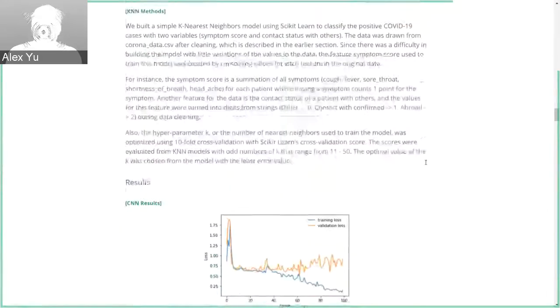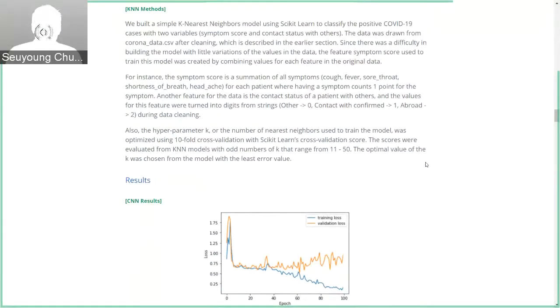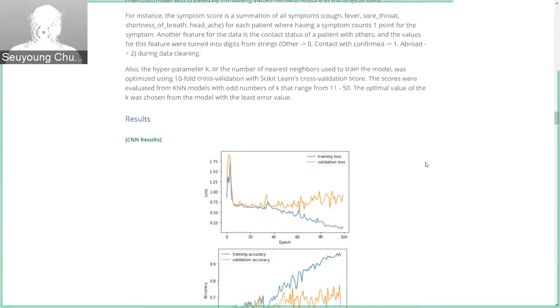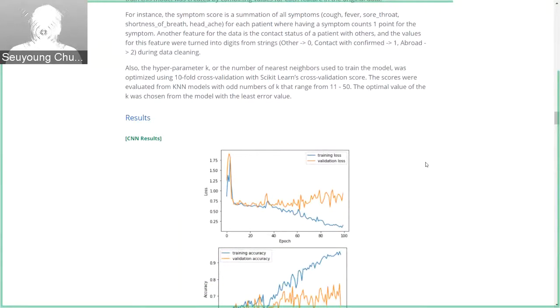We would take a k-nearest neighbor model to classify the positive COVID-19 cases with two features, contact status with others and symptom score. The symptom score was created by summing 5 symptom features. Also, the number of nearest neighbors used to train the model was optimized using tenfold cross-validation. The cross-validation scores were evaluated from the models with K's from 11 to 50, and the optimal value of K was chosen from the model with the least error value.